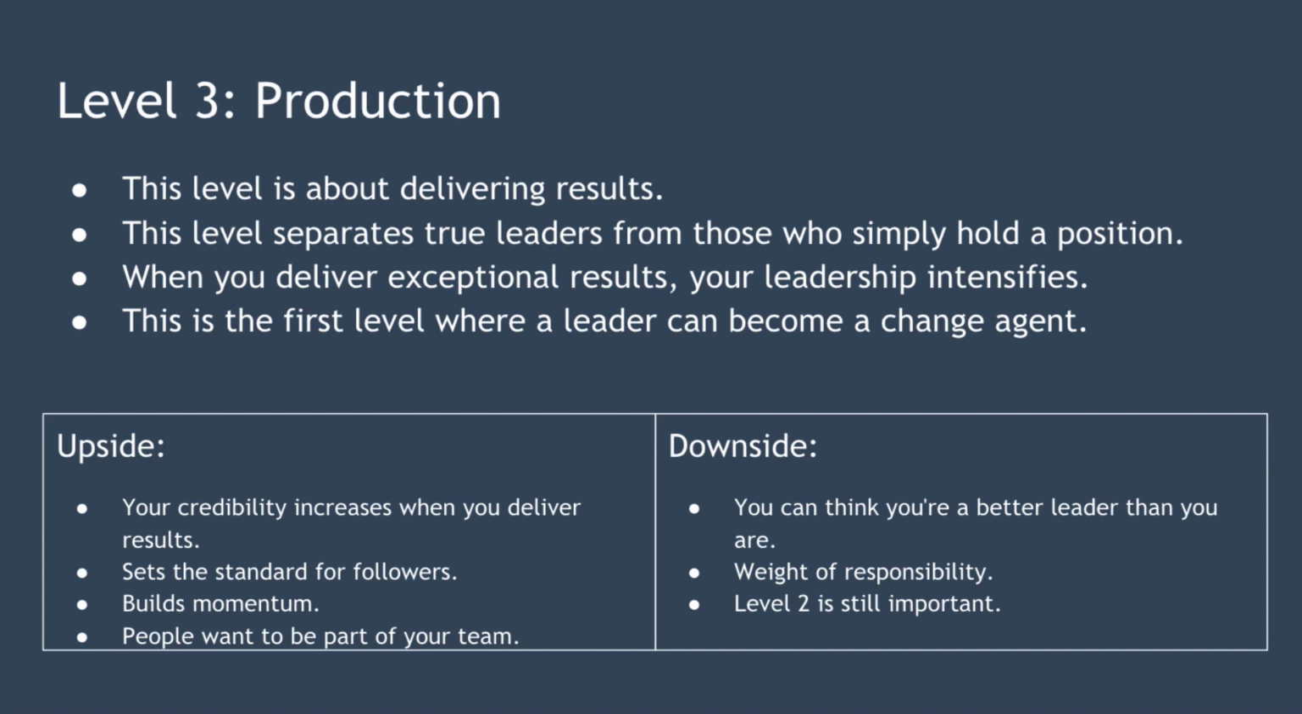Now, again, there are a few downsides to be aware of. You can fall into the trap of thinking you're a better leader than you are. You need to achieve results for your team as well as results just for you. Next, there is a weight of responsibility associated to having to continually achieve results. And finally, even though you're focused on results, you mustn't lose sight of your people. Level 2 is still very important.